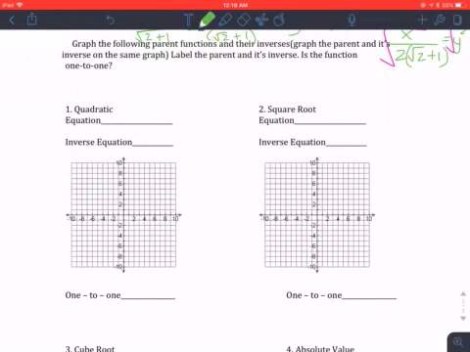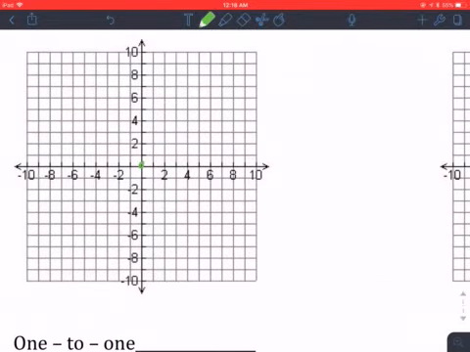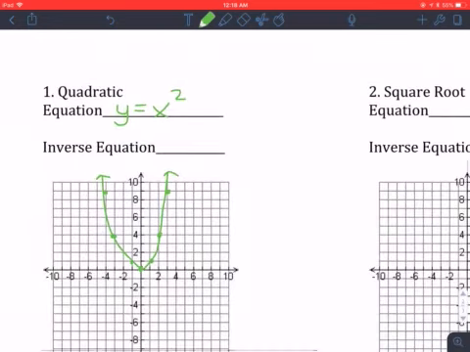Alright, we're graphing the following parent functions and their inverses. Starting with the quadratic parent function, y equals x squared. So we're going to graph that. If you don't remember how to graph your parent functions, you may want to review that. I'm going to do this fairly quickly. Alright, so there's my quadratic parent function.